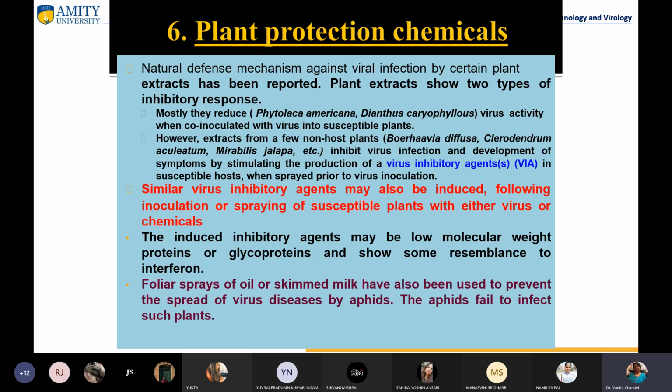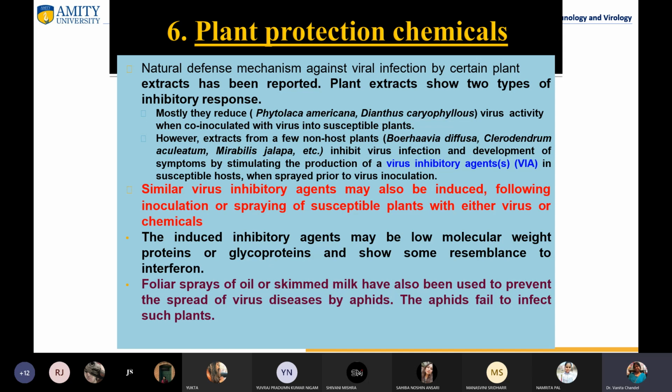So there are some plants whose extracts are recommended, as they show some kind of inhibitory response against viruses. Similar virus inhibitory agents may also be induced following inoculation or spraying of a susceptible plant with either virus or a chemical. These inhibitory agents may be low molecular weight proteins or glycoproteins and show some resemblance to the interferons.